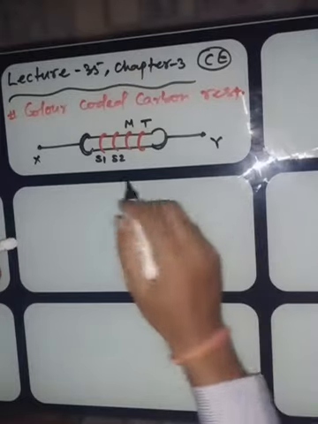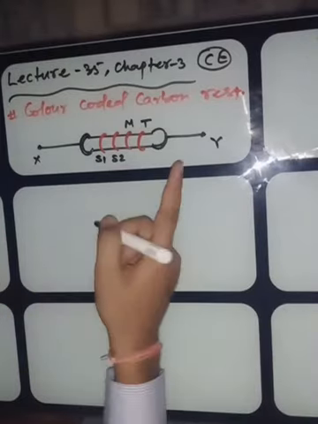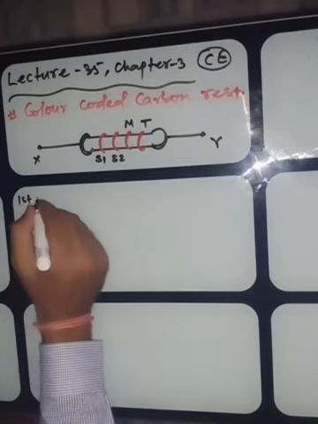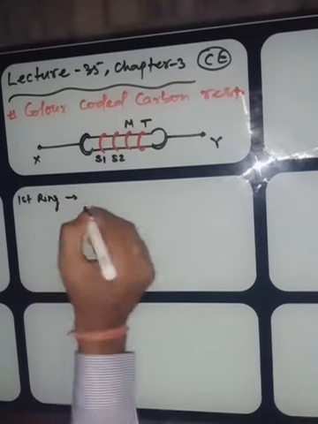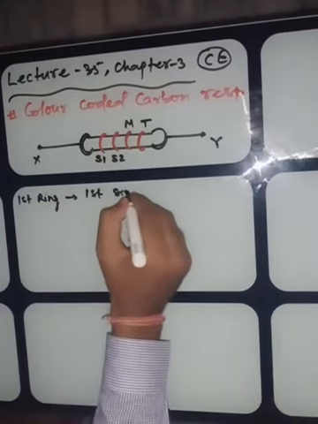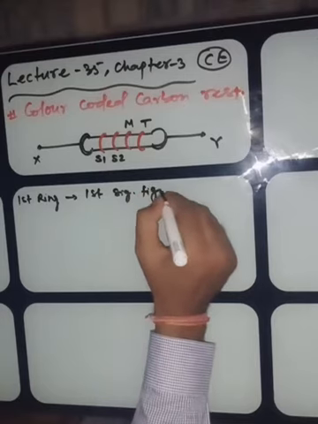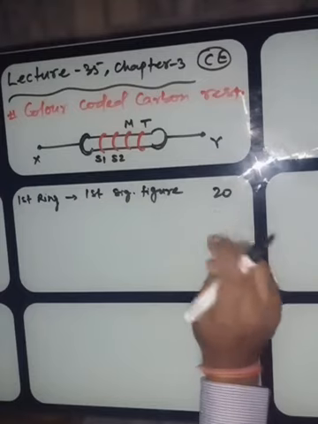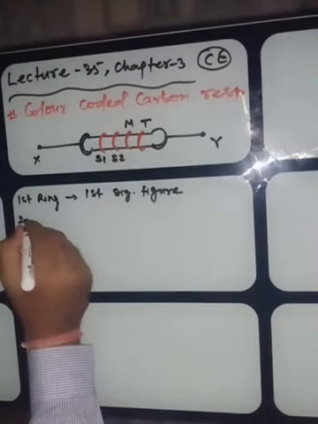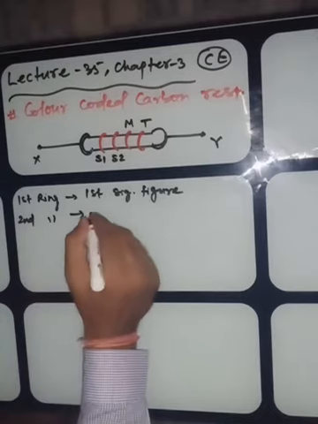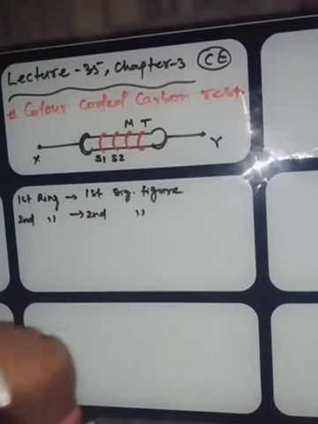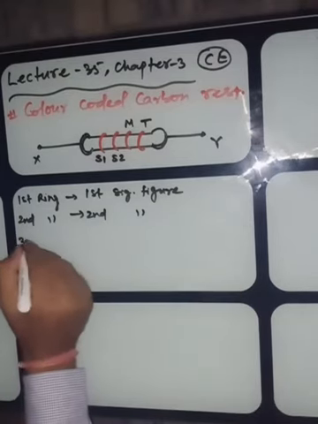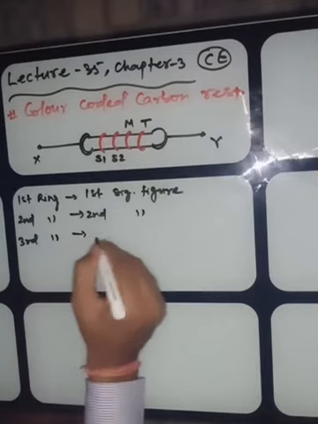Now what is the meaning of the 4 rings? The first ring gives you the first significant figure. What does it mean, sir? If you are writing 20, then the first significant figure will be 2 and the second will be 0. The second ring gives you the second significant figure. Now the third ring will give you the multiplier.